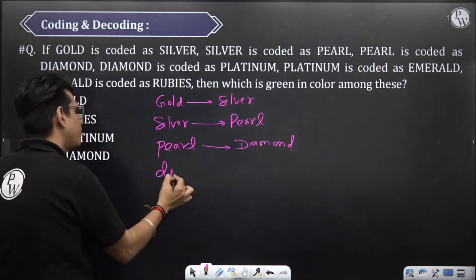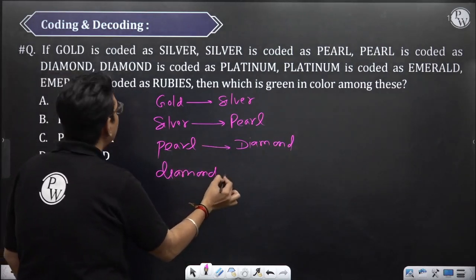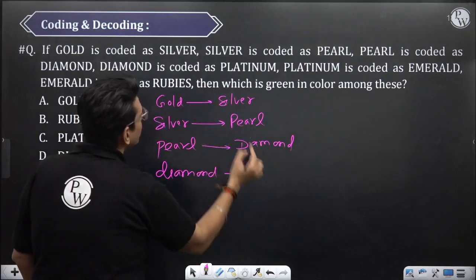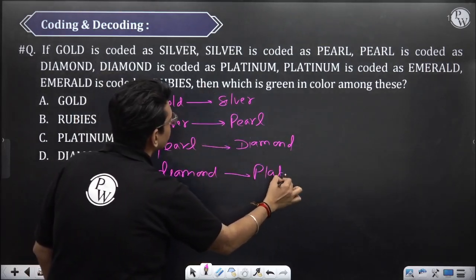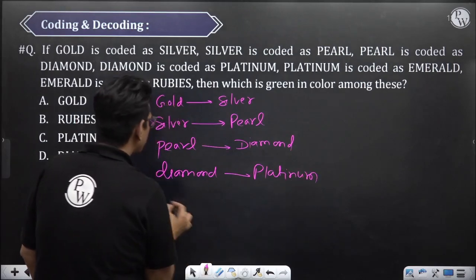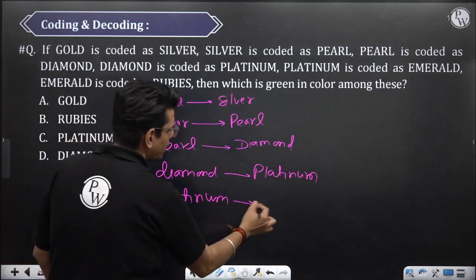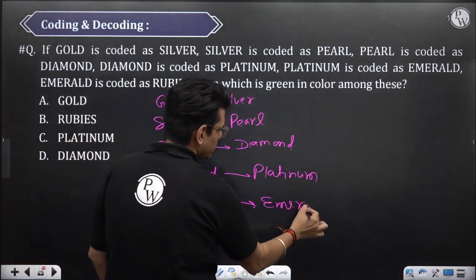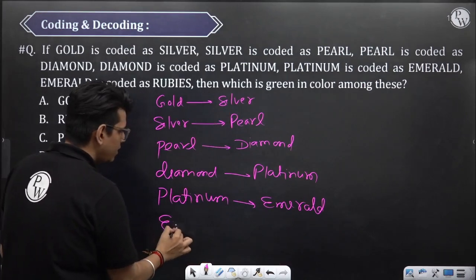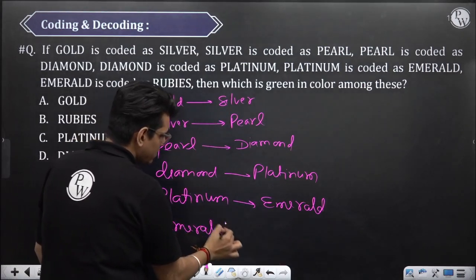Diamond is coded as platinum. Platinum is coded as emerald, and emerald is coded as rubies.